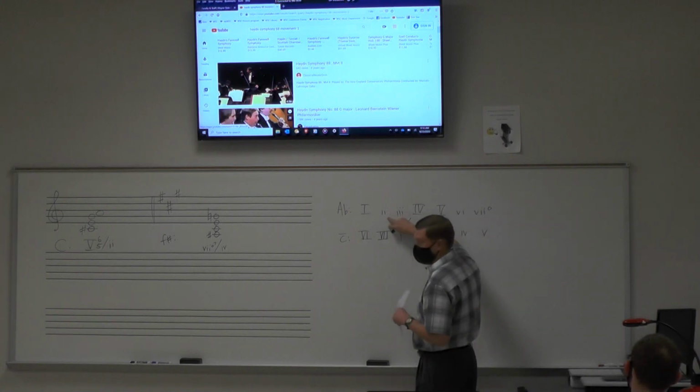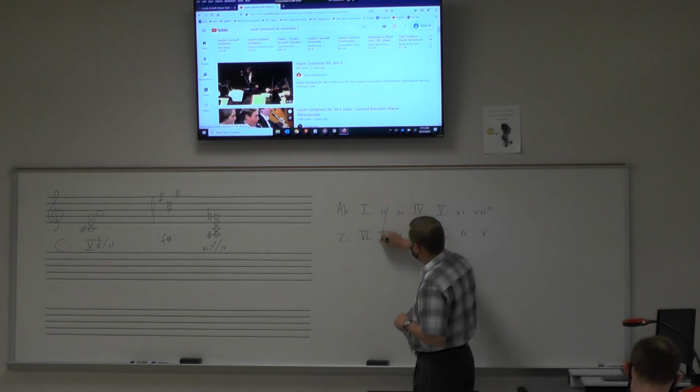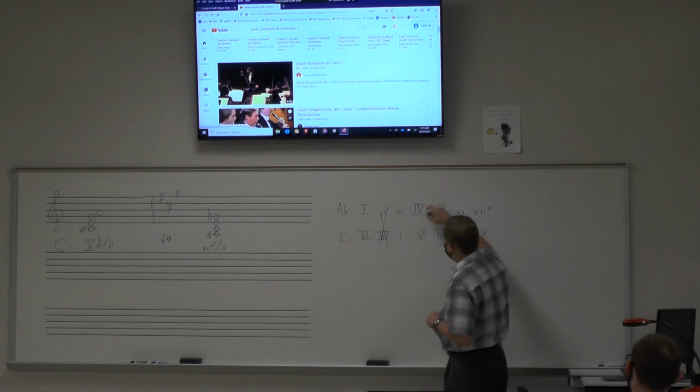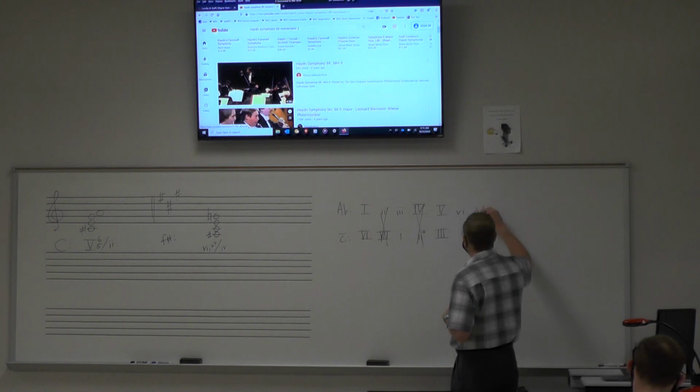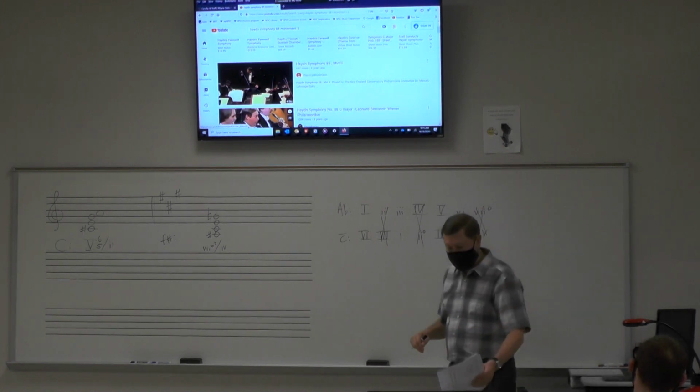Then these two are not the same quality in this column, so I could cross this column out. These two are not the same, so cross this one out. And these two are not the same, so I cross this one out.